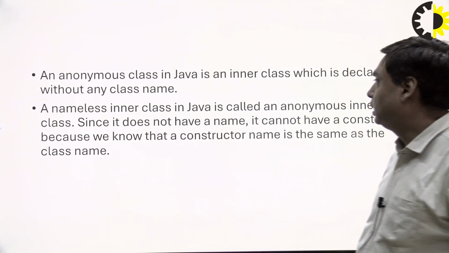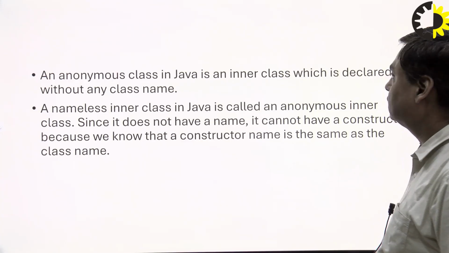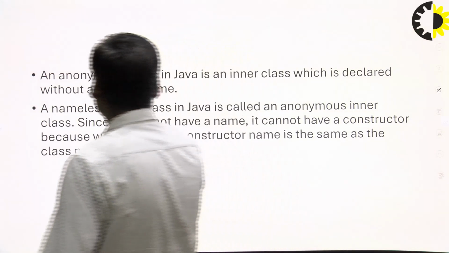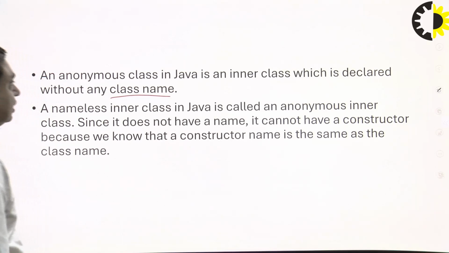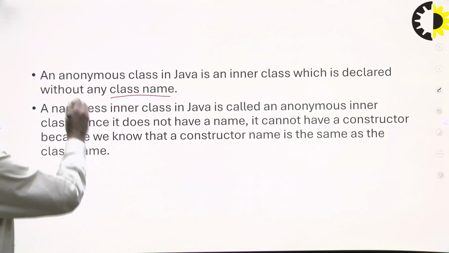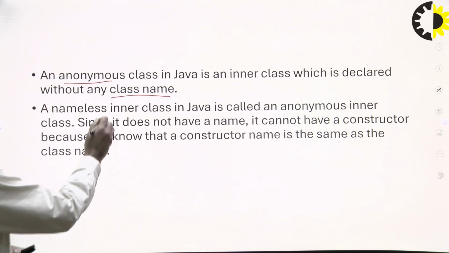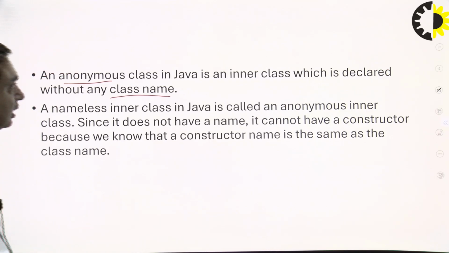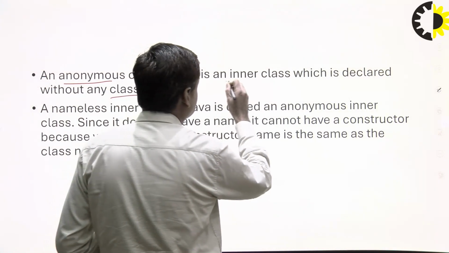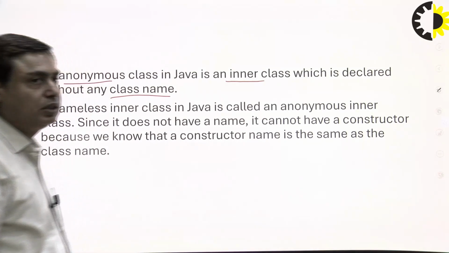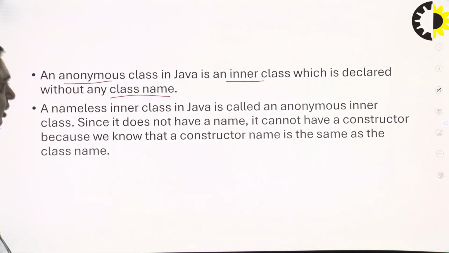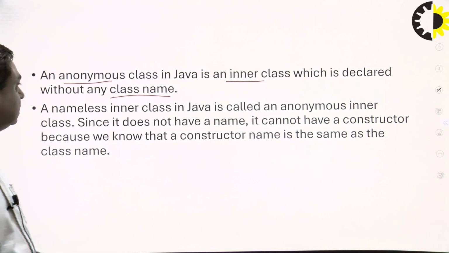Anonymous inner class means it is a class without any class name. It is a general understanding in computer science that if you are using the word anonymous, it means no name is given to anything. Here we are talking about the class, so we are creating a class without any name. The second part is the inner class, that is, we can create a class within a class. Sometimes it is also called a nested class.